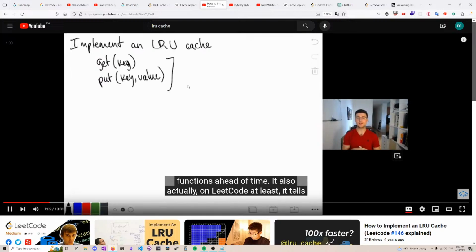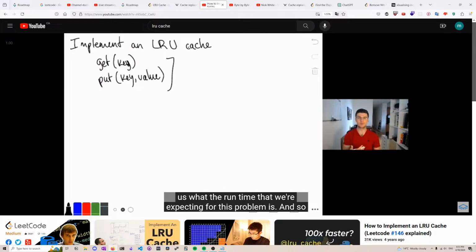It also actually, on leetcode at least, tells us what the runtime that we're expecting for this problem is, and so that makes it a lot easier as well. It's telling us that we want to ideally do both of these operations in O of 1 time, which means that we want to do them in constant time. And so let's look at how we can approach this problem.